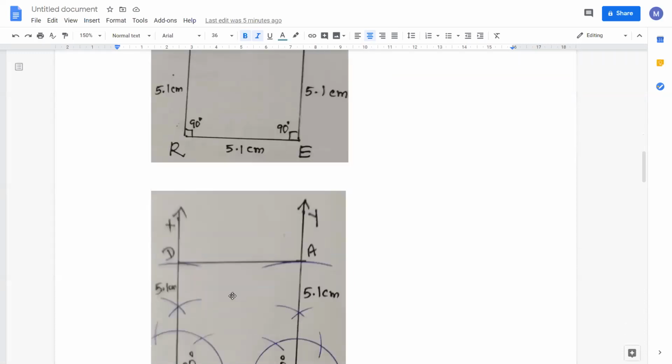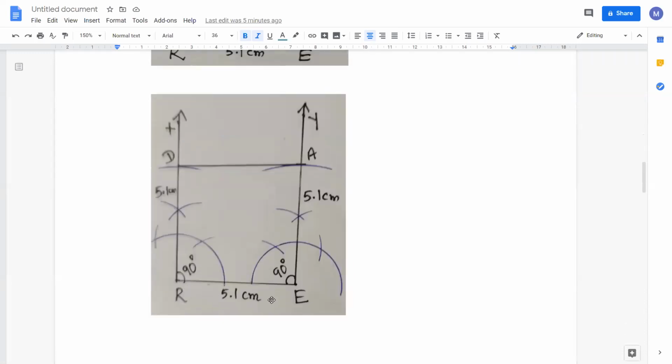And I have shown the diagram here. First we are going to draw RE of 5.1 centimeter. Then at R we will construct a 90 degree ray like this. Then with the compass radius cutting we will get the point D of 5.1 centimeter radius. Similarly at E also we will construct a 90 degree ray like this. Then taking radius 5.1 centimeter we will draw an arc to cut that point A. So we have got A and D also. 2 points already we have, so by joining the 2 more points, we will get a square. That is the real construction I will show you after this.